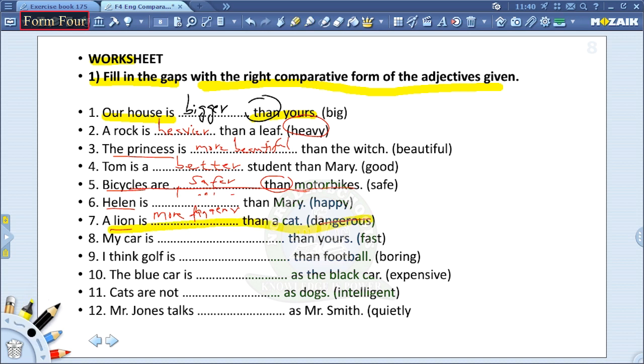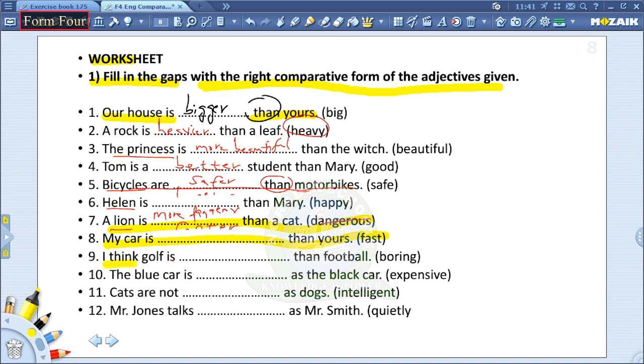My car is than yours. Fast. My car is faster. My car is faster than yours. We compare your car and my car. My car is faster than yours.